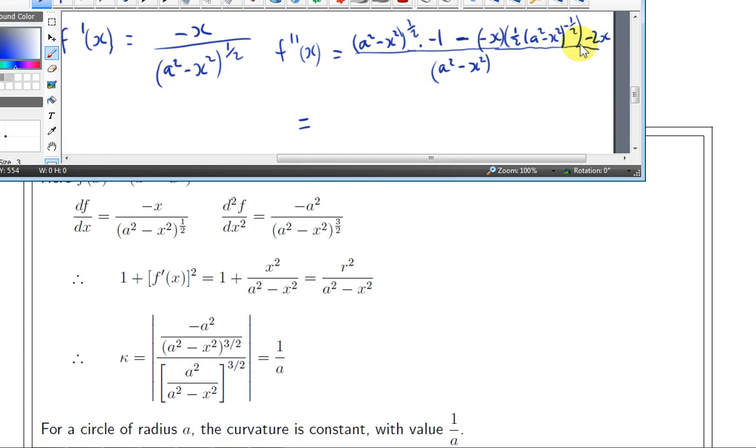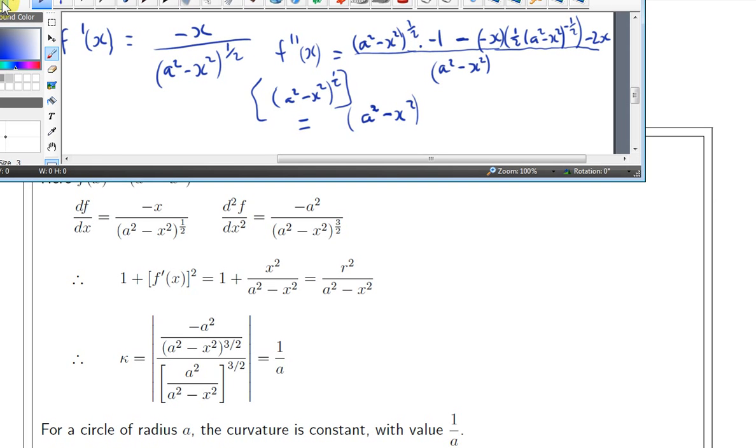Now I will multiply everything on top by a squared minus x squared to the power of a half. So when I multiply this by a squared minus x squared to the power of a half, I just get a squared minus x squared. And that's multiplied by minus 1. Well, I'll just do that multiplication now.